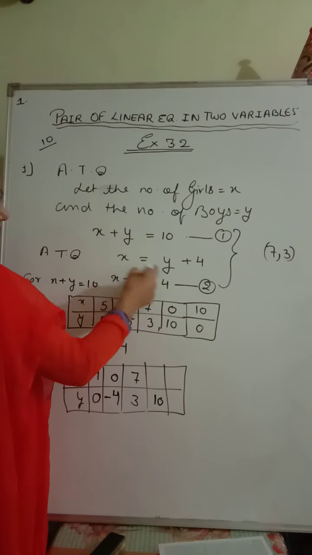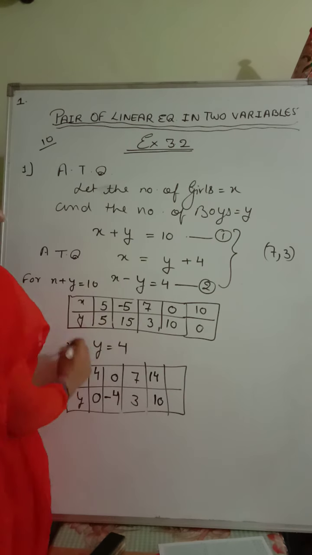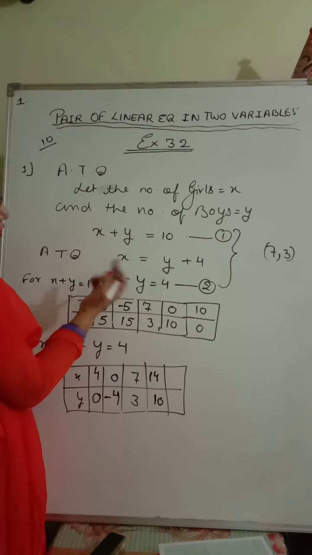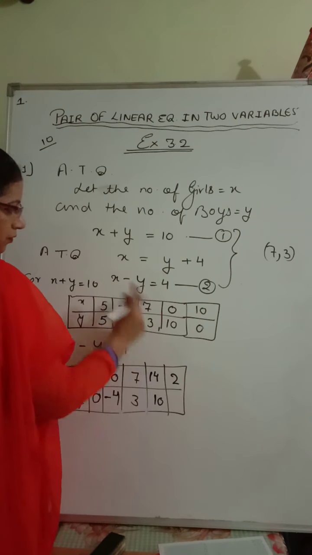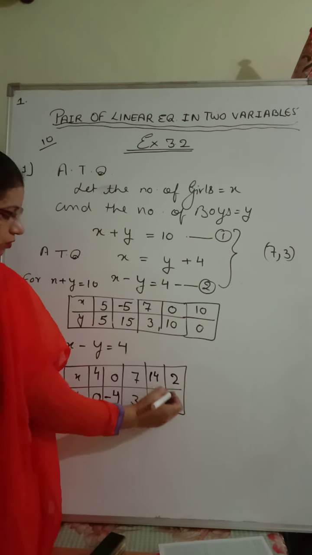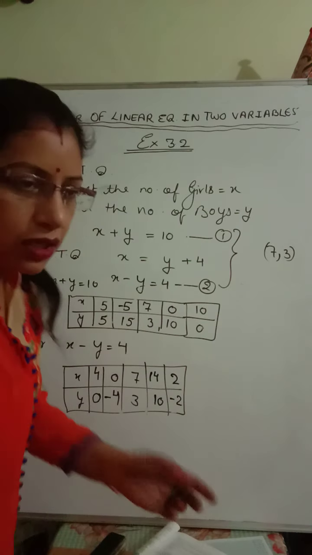10 will go that side, plus 10, it will become 14. And x is equal to, you will put 2. So 2 will go that side, minus 2, y is equal to minus 2. Like this you will get the values. So draw the graph for this.